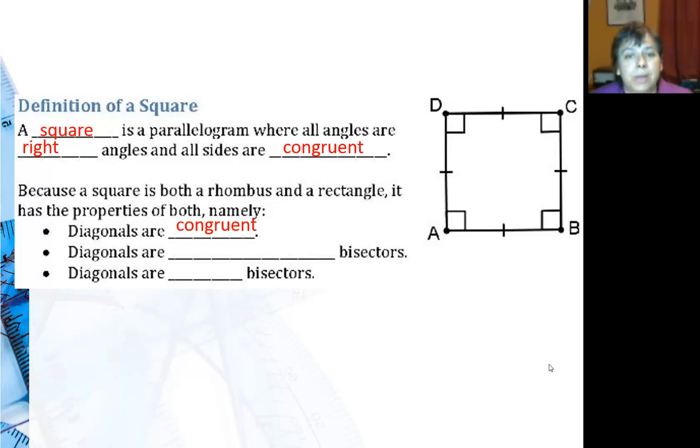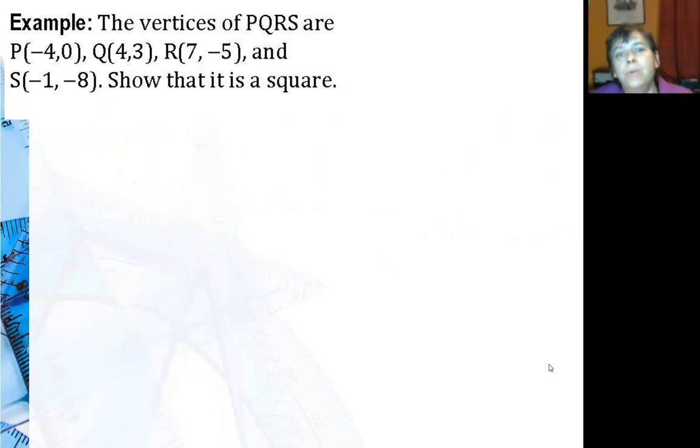are congruent, just like rectangles. Diagonals are perpendicular bisectors, just like the rhombus. And the diagonals are angle bisectors, just like the rhombus. So here we're going to take a look.